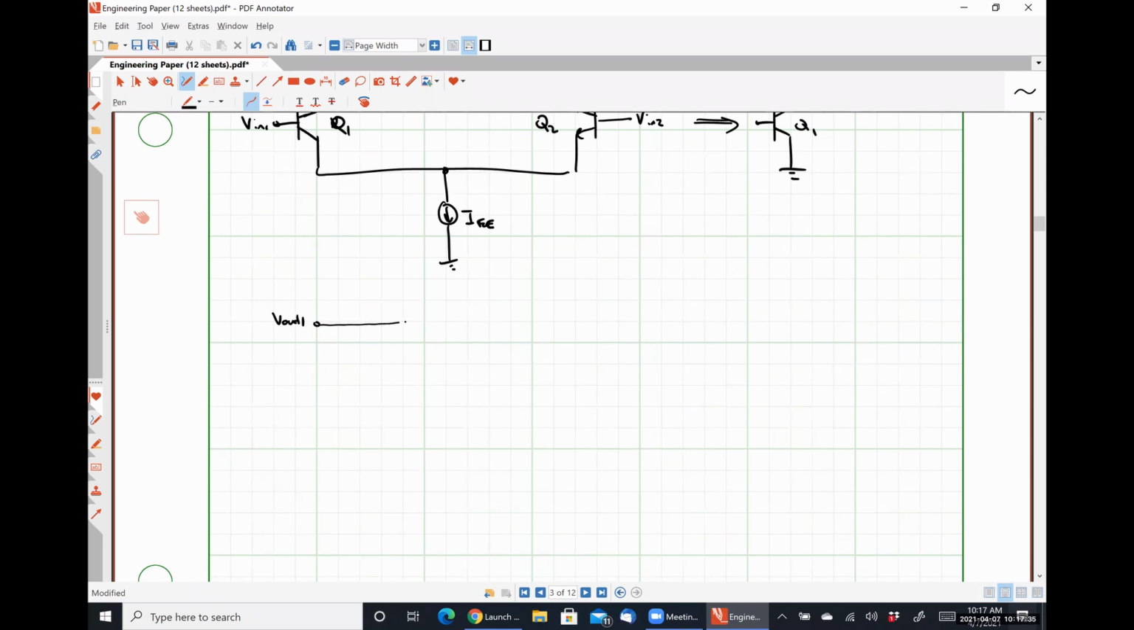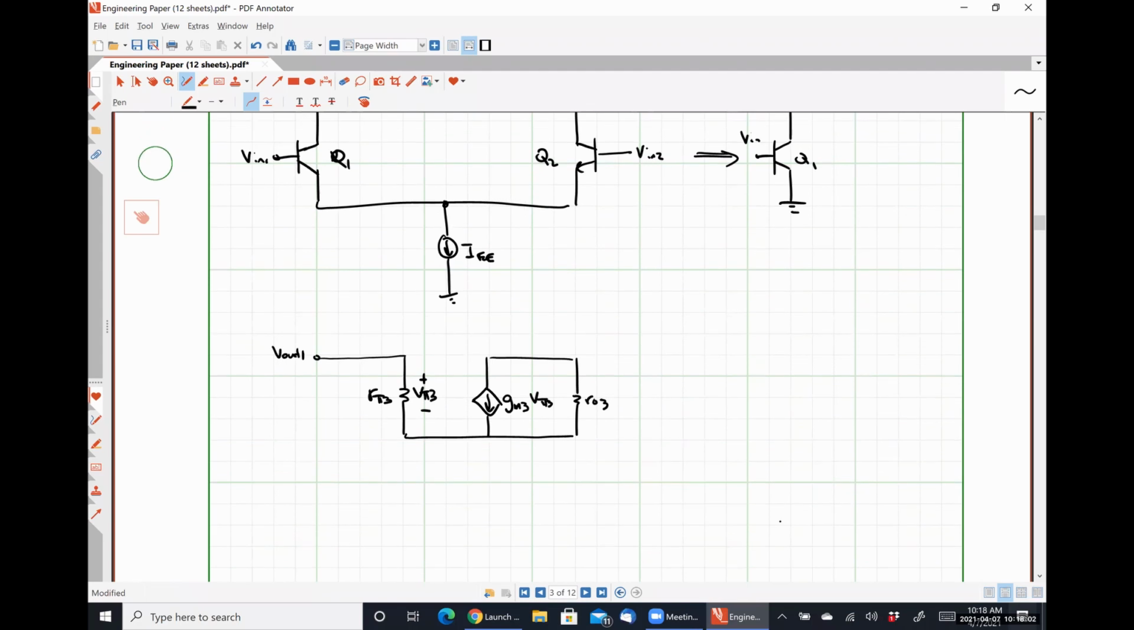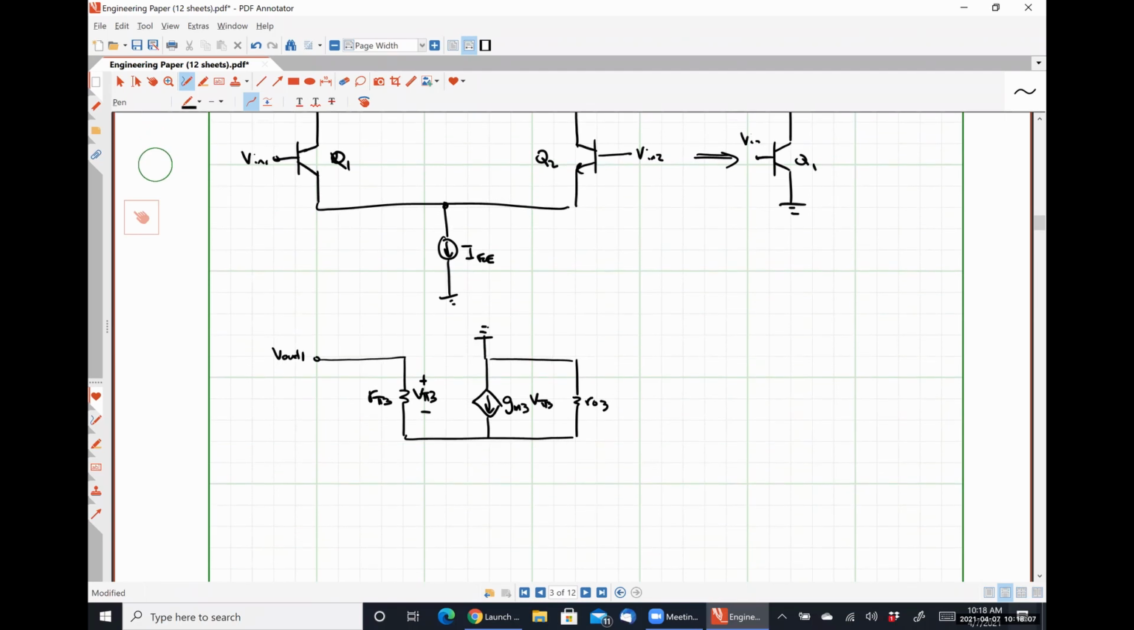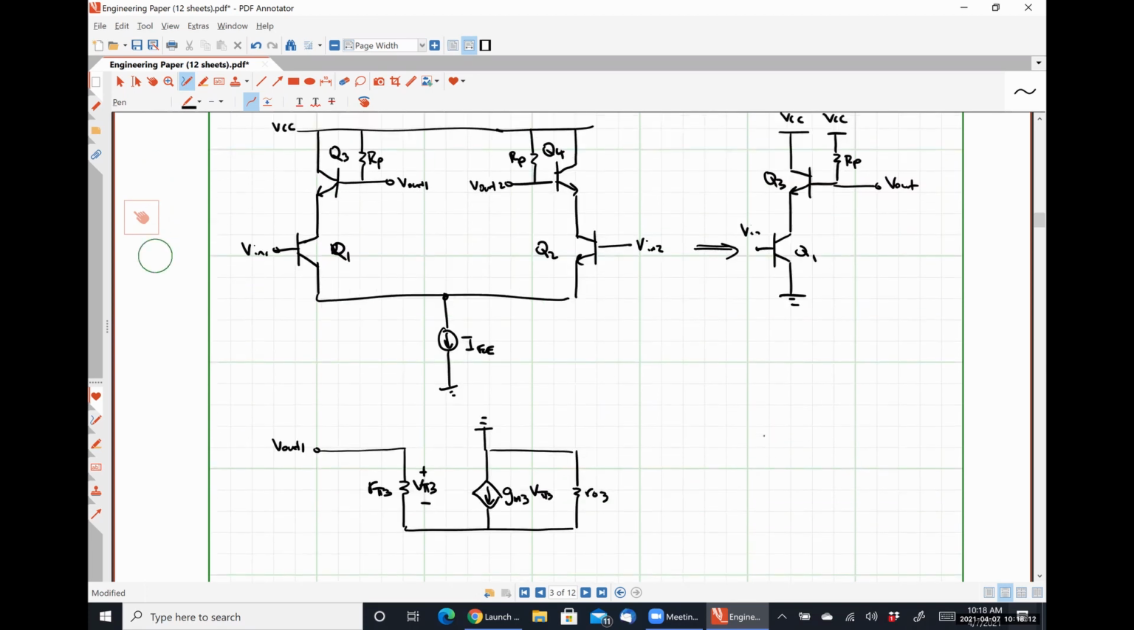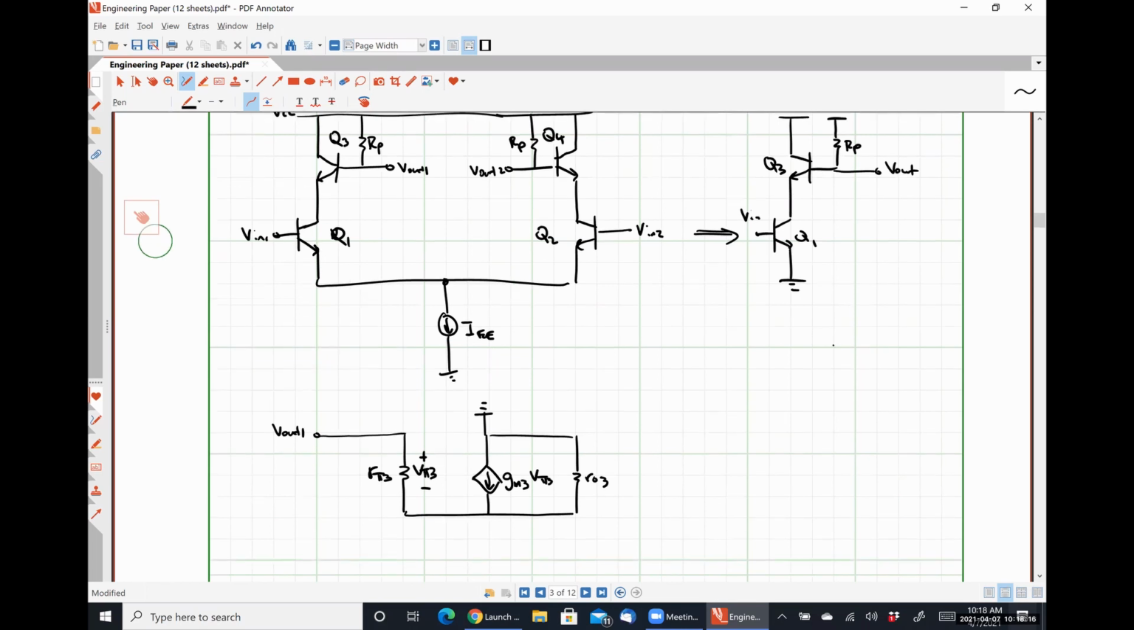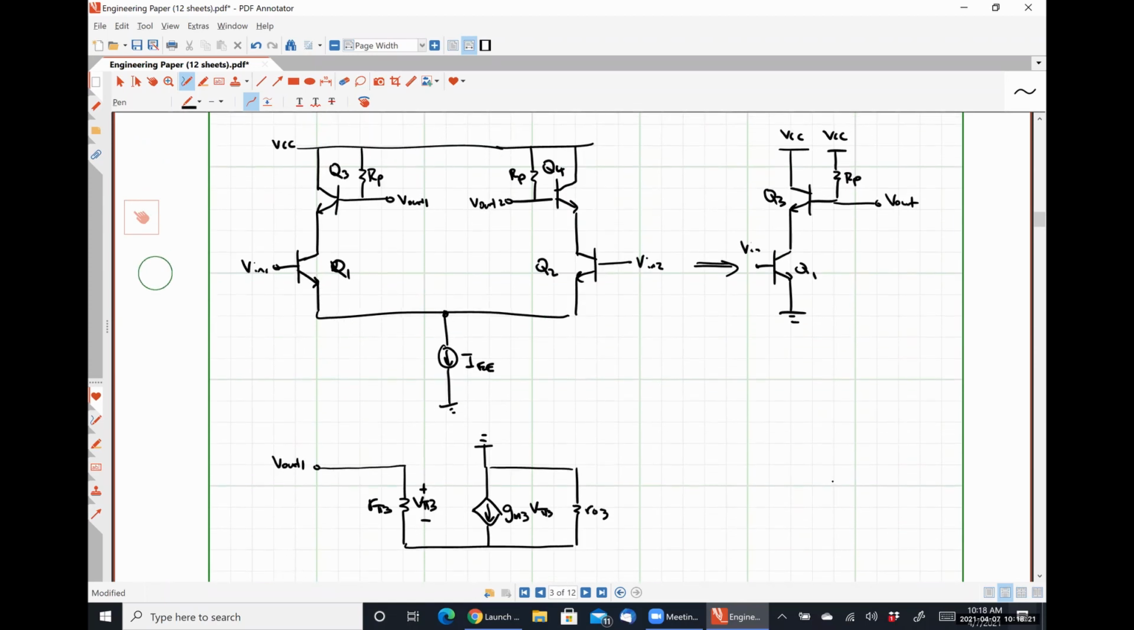So here's V out 1. R pi 3, V pi 3, GM 3, V pi 3, R naught 3. So this is transistor Q3. My collector is tied to ground. I didn't draw this one right here, but they are both NPN transistors. Also, I have that resistor RP between my base and ground as well. And so I'm going to draw that like so, because that's between the base of transistor Q3 and ground. That seems like as good a place as any to put it.